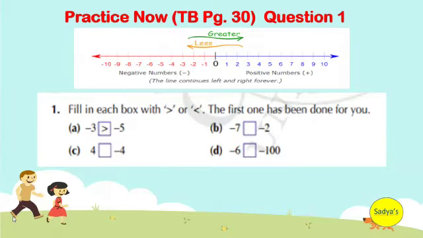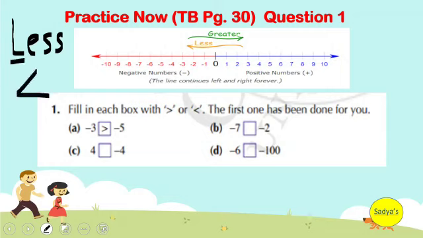Let's look at question number 1 of practice now given on textbook page number 30. We have to fill in the box with greater than or less than sign. If you struggle with remembering which sign stands for greater than and which sign stands for less than, there is an easy way to remember it. Less starts with L. If you take the first letter L of less and tilt it, you get the symbol of less than. So the other symbol is the symbol of greater than.